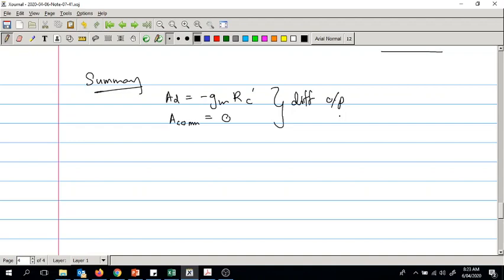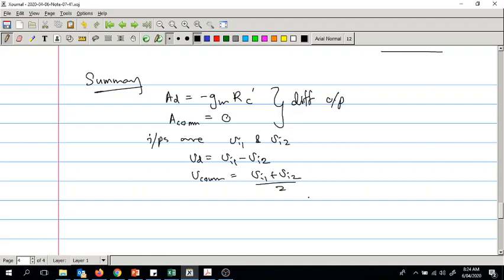Now the next case. Here again the inputs are VI1 and VI2, and VD is VI1 minus VI2, and V common is VI1 plus VI2 over 2, the common mode value. So that is why it was divided by 2.